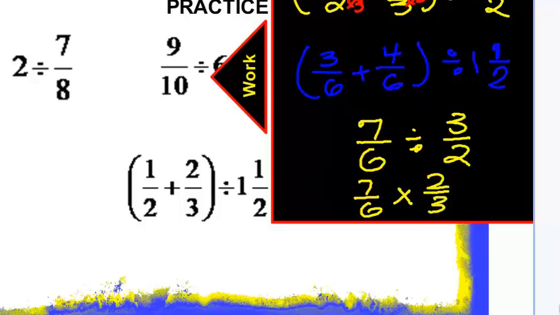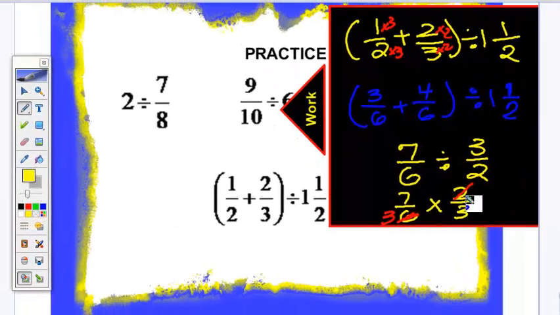Now let's go ahead and simplify anything if we can. 3 and 7 have nothing in common. Those guys are prime. 2 and 6 have 2 in common as their GCF. So we cancel out the 2, and 6 divided by 2, we get 3. Now we are ready to go ahead and multiply. 7 times 1 is 7, and 3 times 3 is 9. So my answer here will be 7 ninths.